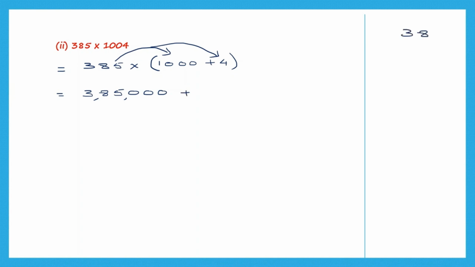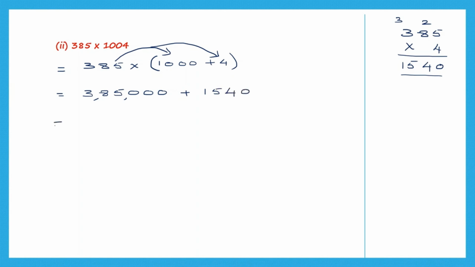Now we just have to multiply 385 into 4. So let's do that. 385 into 4. 4 5s are 20, carry 2. 4 8s are 32, 33, 34, carry 3. 4 3s are 12, 13, 14, 15. 1,540.